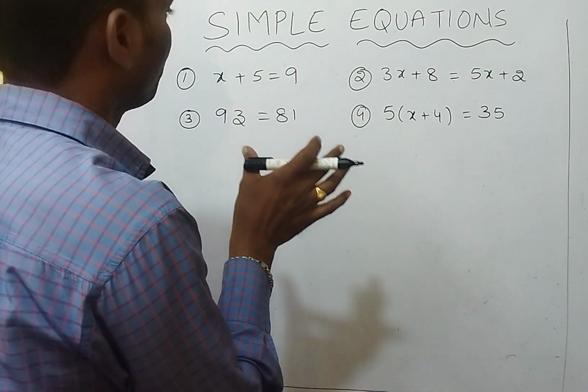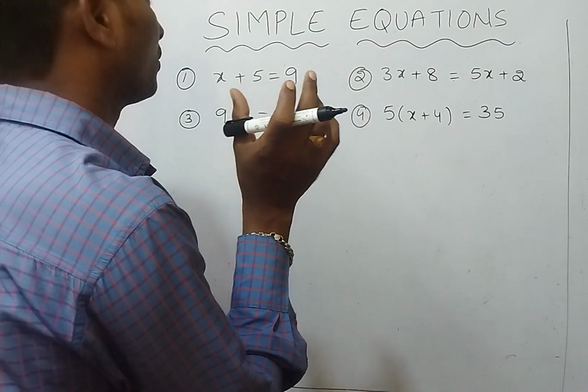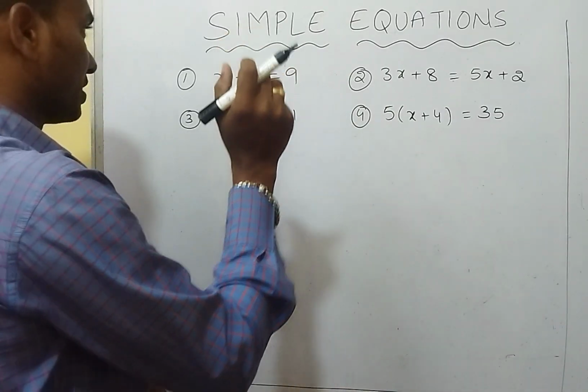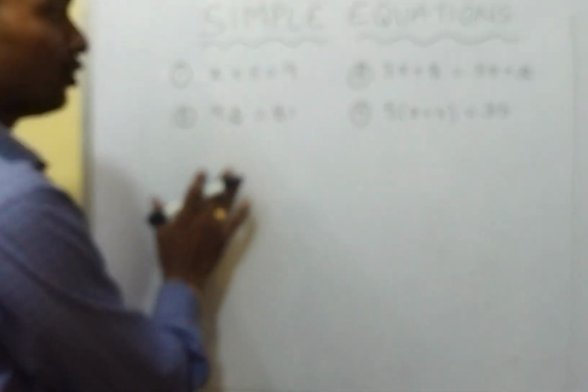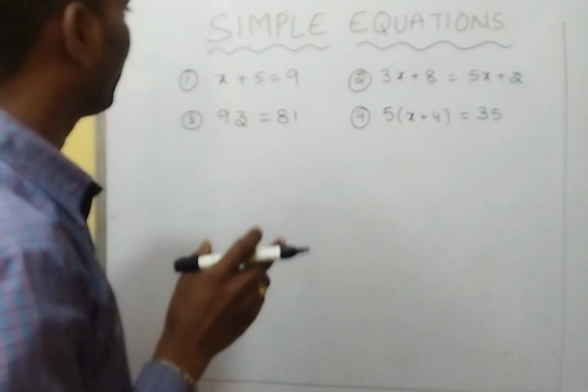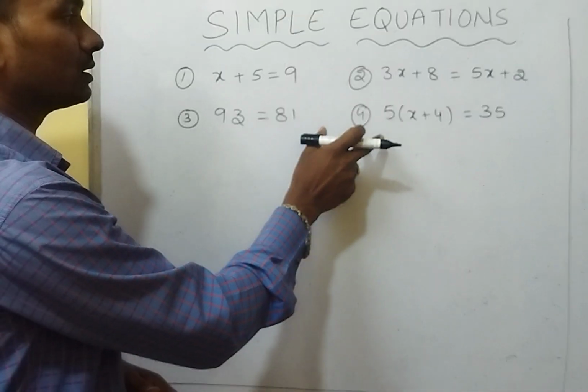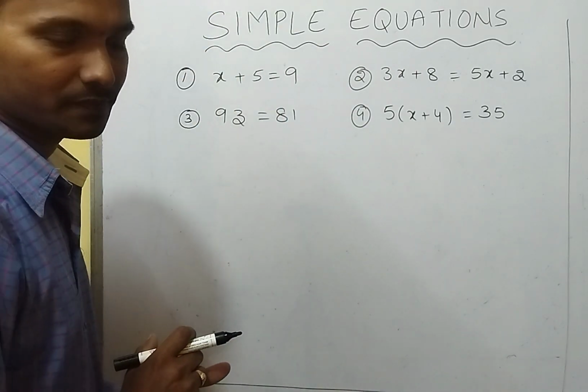An algebraic expression made equal to 0 is called a simple equation. So here we have 4 problems. In this video we are going to learn how to solve these 4 problems.